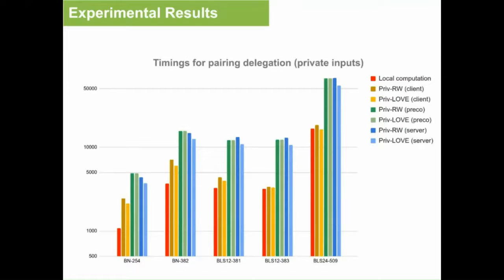In the next graph, we can see timings for pairing delegation with private inputs. In this particular case, the protocols are not more efficient than local computation, as we can see by comparing the yellow bars to the red ones, except by a very minor speed up in the BLS24 curve, which is exactly this one here. The pre-computation cost is still quite high, and LOAF provides some saving for both client and server, although not sufficient to be useful in practice.